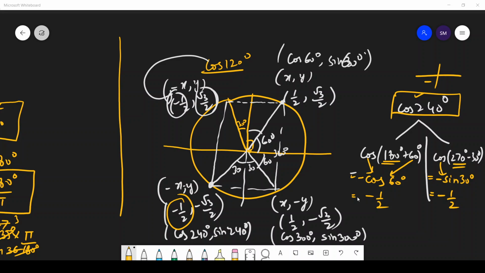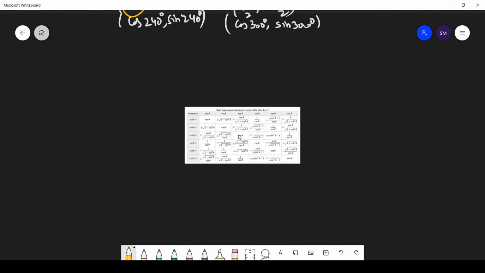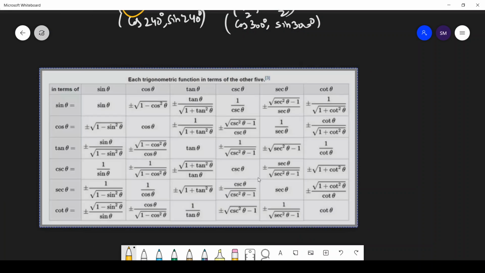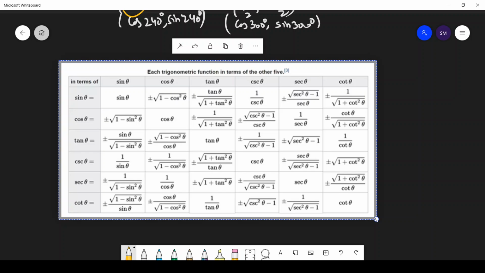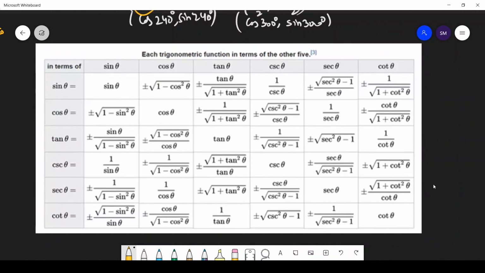Now there was one question in class 10th where you were supposed to write the trigonometric ratios in the form of other ratios. This you will also find on the net. So this is again a table. Students, you have done, I think, this question in class 10th, that write sine in terms of cos, tan, cosecant, secant and cot. And then there was one more question, write tan in the form of sine, cos, tan, cosecant, secant and cot.